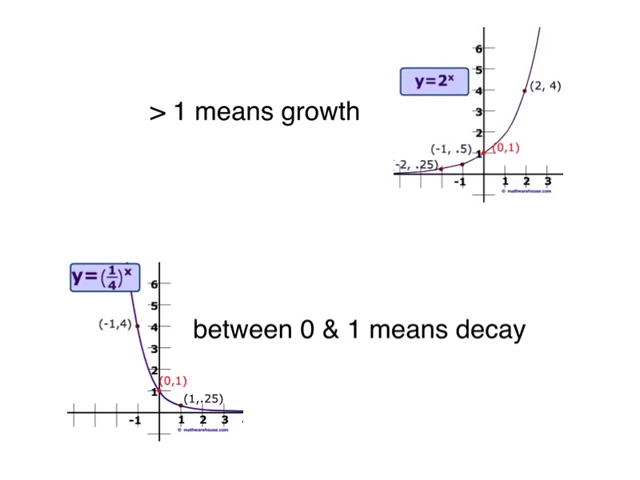Okay, when you have an exponential function where the base is a number bigger than 1, you have an exponential growth, increasing. But when the base of the exponent is a fraction between 0 and 1, it means you have a decreasing function. So it's an exponential decay.